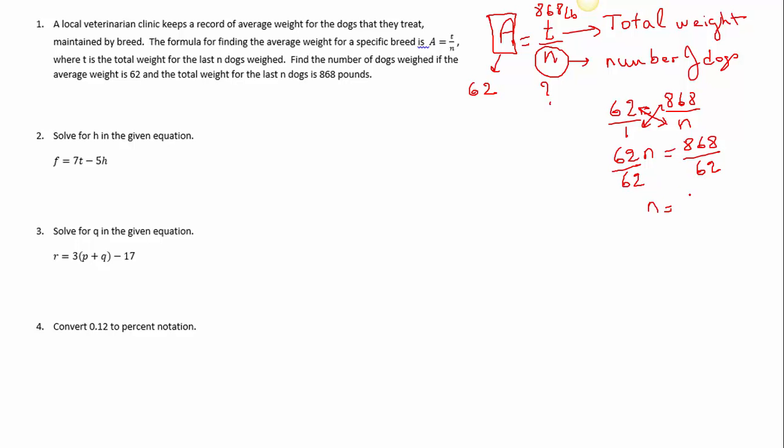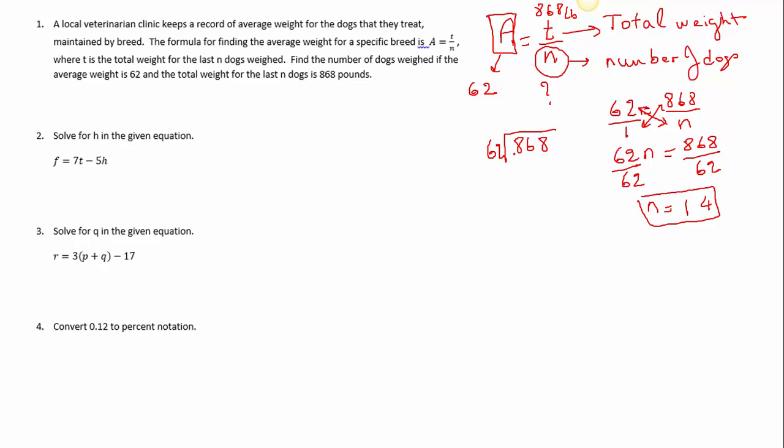Therefore, N equals 86 divided by 62 is 1, and the remainder is 24. 248 divided by 62. So let's try 4. 4 times 2 is 8, and 4 times 6 is 24. So this would be N, the number of dogs. N equals 14. So all it takes is divide 868 divided by 62.